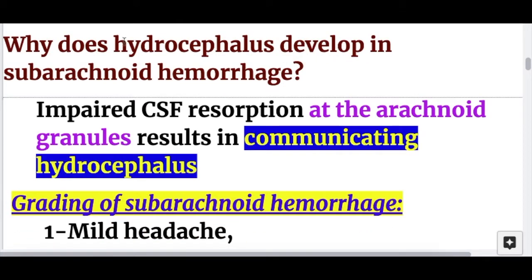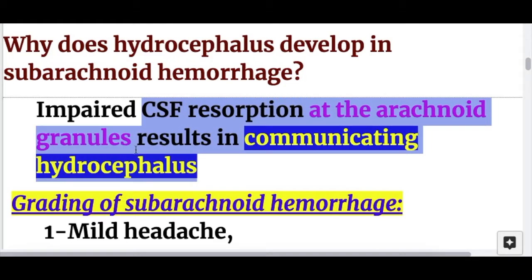Why does hydrocephalus develop in subarachnoid hemorrhage? Impaired CSF resorption at the arachnoid granules results in communicating hydrocephalus. Arachnoid granules are the point where CSF is reabsorbed, but damaged blood blocks the reabsorption of the CSF, leading to communicating hydrocephalus.